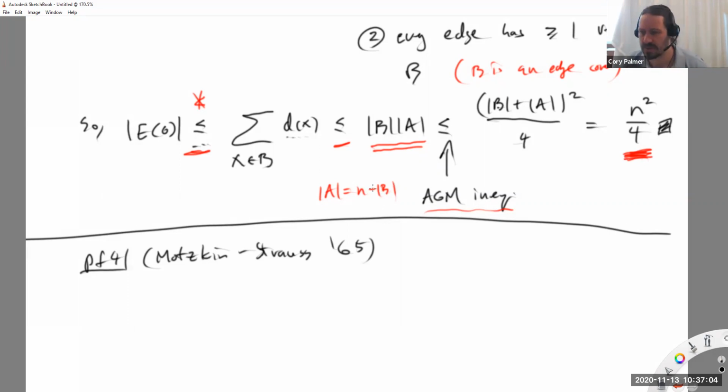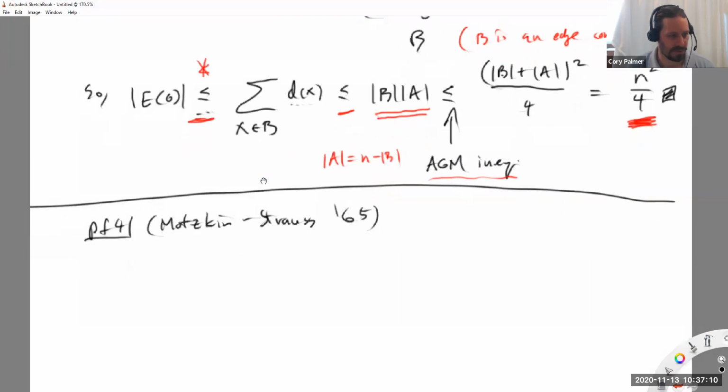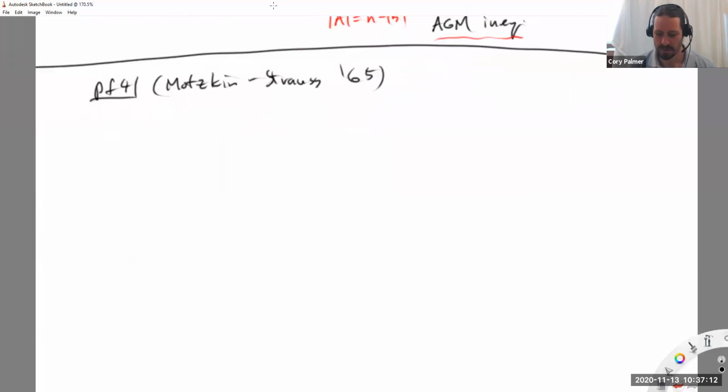But Motzkin-Straus is a totally different strategy, and it is useful because you can prove other stuff with it as well. Okay, so Motzkin-Straus says the following, and I'll run an example at the same time. We have this very simple triangle-free graph here, just a C4, and I'll explain what's going on via this example as well.